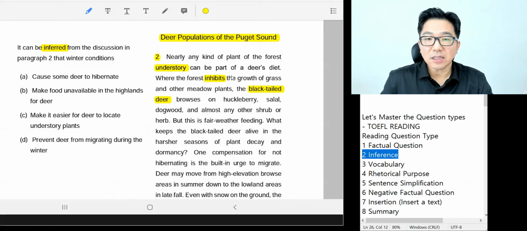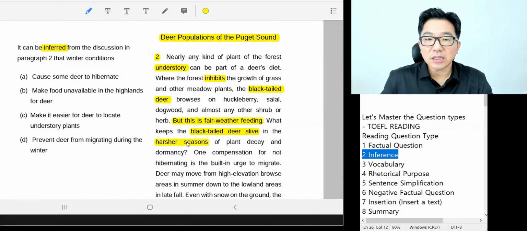But so something important is coming. This is fair weather feeding. Okay, so during the fair weather, whatever that means, probably warm weather, we'll find out soon. So during the fair weather, they can get this kind of understory plants, okay, as part of their diet. But what happens when it's not so fair weather? What happens in bad weather, okay? What keeps the black-tailed deer alive? So how can they survive, right, in a bad weather? In the harsher season, so they use this word.